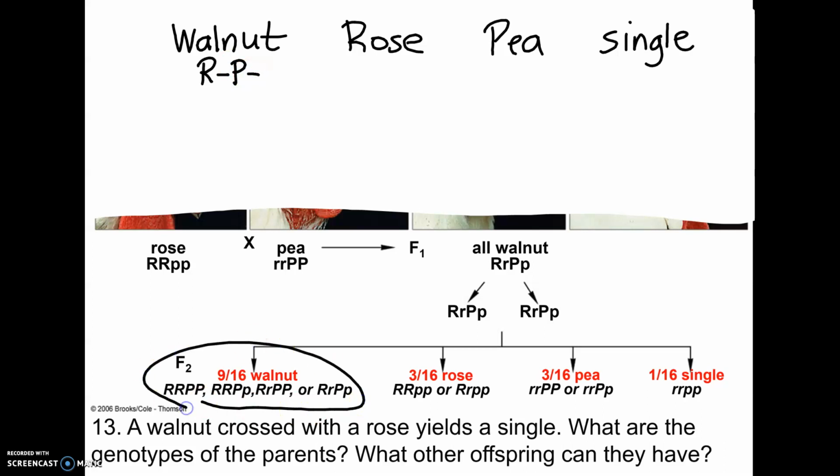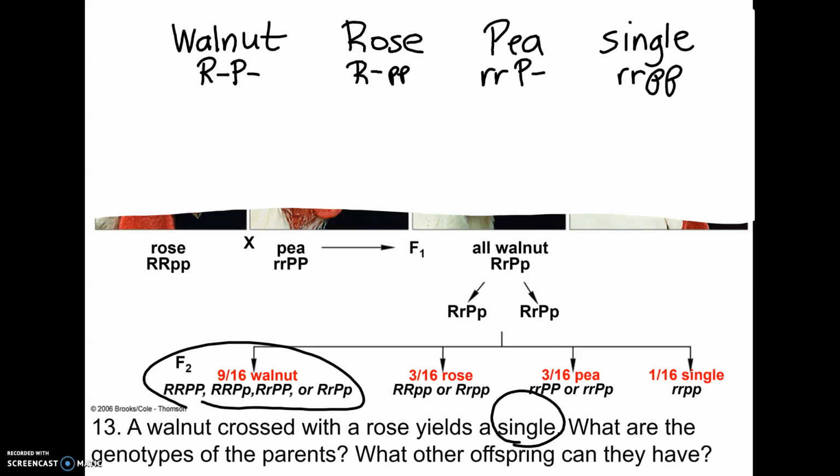I'm getting this from looking at my F2s here. To have a rose comb, they need big R anything, but they have to be little p. A pea comb is little r, big P anything. And then a single comb is little r, little p. They have to be recessive for both. So they give you a scenario here. A walnut crossed with a rose yields a single. So we know that a single, remember, is little r, little p. That's really important information. So one of the parents is a walnut.